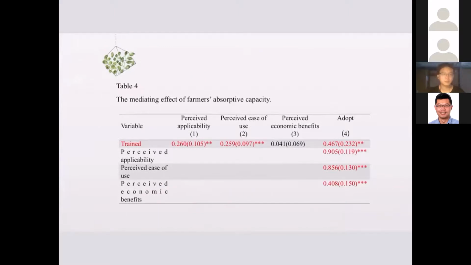In this table, we can see that agricultural training can significantly promote farmers' perceived applicability and perceived ease of use. Then we use the agricultural training as a control variable. We find that farmers' perceived applicability and perceived ease of use also had a significant influence on farmers' adoption decisions. So we can say agricultural training increased banana farmers' adoption of the DFS so as to improve their absorptive capacity.